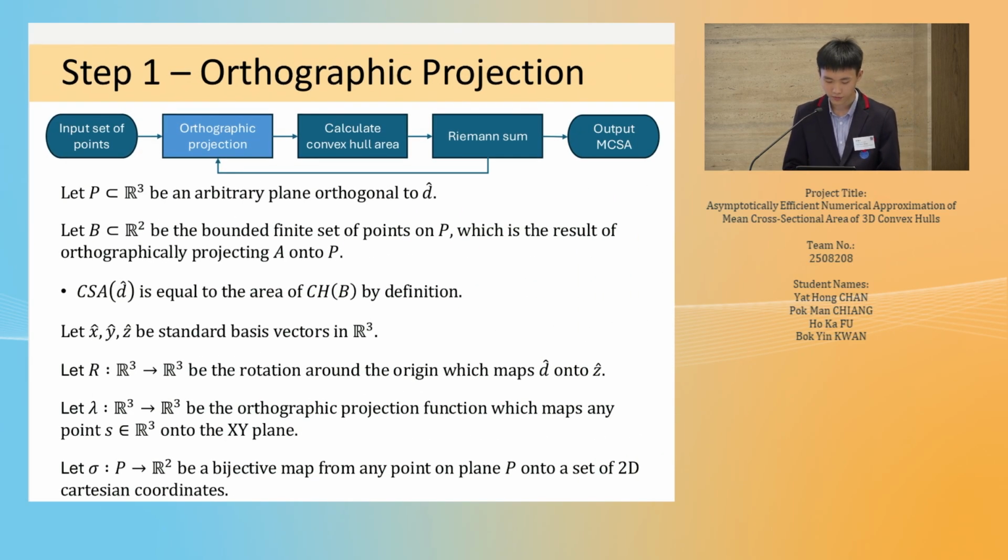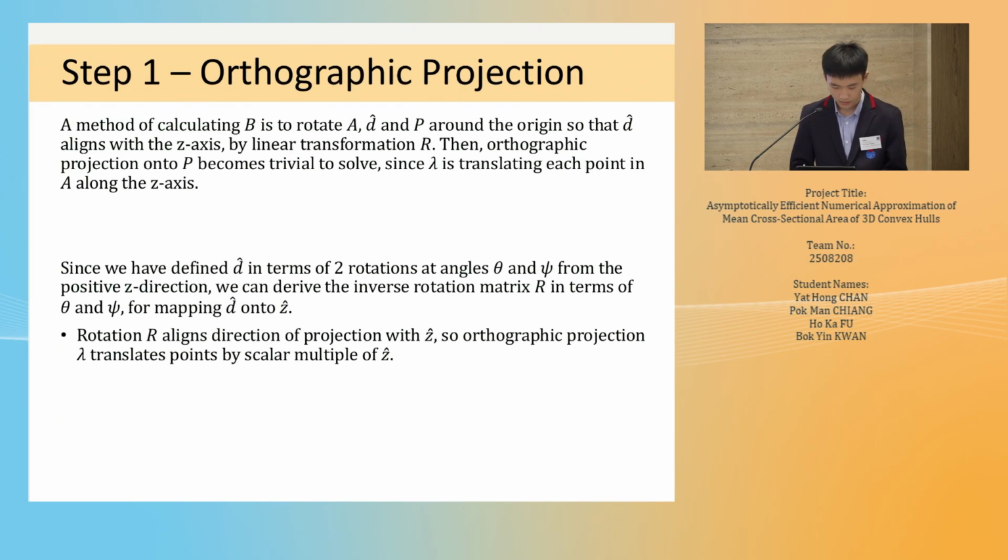Next, step 1 is to orthographically project the input polyhedron onto a plane P. We divide the orthographic projection operation into 3 steps, R, lambda, and sigma. We define B as the result of projecting the input polyhedron onto P. R is a rotation of the projection direction and input polyhedron so that the projection is along the z-axis, lambda is the projection matrix, and sigma converts the projected points from 3D to 2D coordinates. R can be derived from our equation for D.